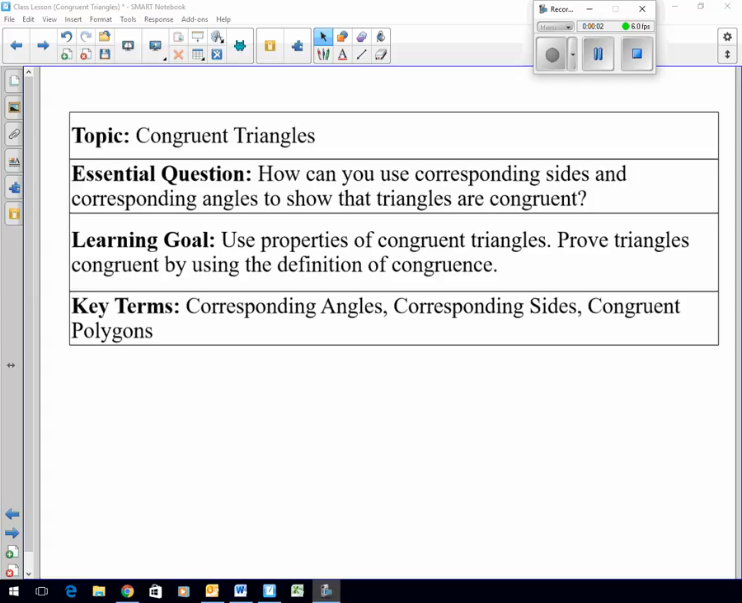Okay, guys, today we're going to talk about congruent triangles, really congruent polygons, but congruent triangles is kind of what I'm naming it. I'm going to use corresponding sides and corresponding angles to show that triangles are congruent. We're going to use properties of congruent triangles and prove triangles are congruent by using the definition of congruence. Our key terms: corresponding angles, corresponding sides, congruent polygons.